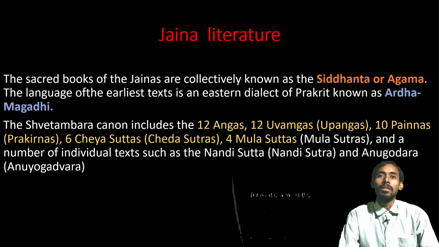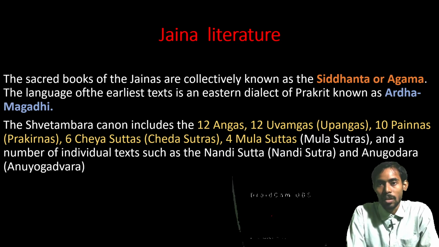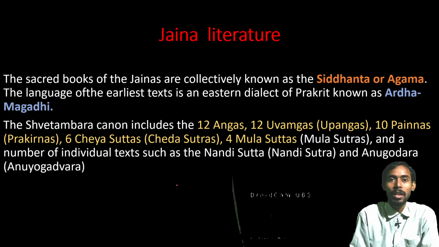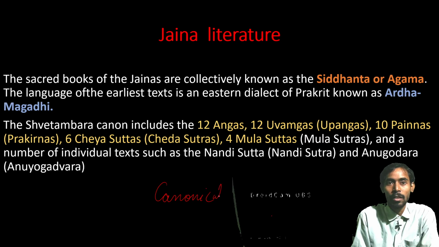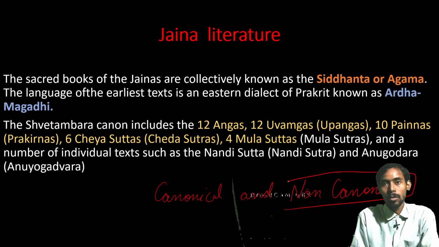If we go through the similarity portion, then we will find similarity in the structure. Here structure means the way the text has been divided or subcategorized. If we have seen in the Buddhist literature, we found their texts were subcategorized under canonical and non-canonical. So in these two portions, the Buddhist literature was subcategorized.